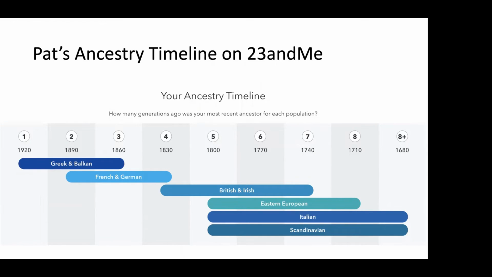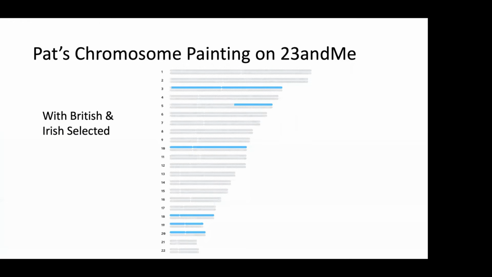23andMe also provides a timeline to estimate how far back these different ethnicities appeared in your family tree. Pat's paternal grandparents were born in the 1870s, and the Balkan timeline is clearly the most recent. Her mother's known ancestry from France, Germany, and the British Isles has been in the US much longer. The other 3 regions, if they are real, reflect ancestors much further back that we have not identified.